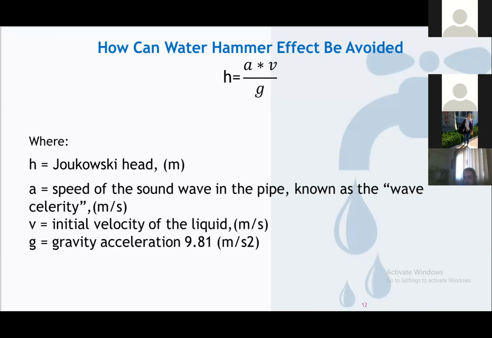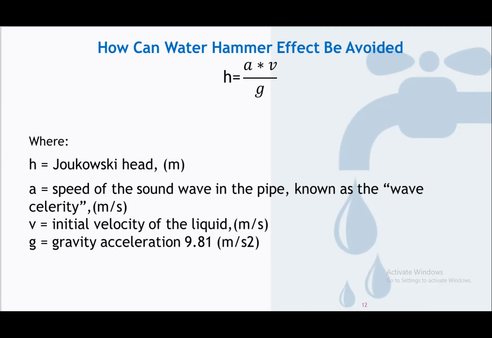H in the Joukowsky equation is equal to A, the wave celerity, multiplied by V, the initial velocity of the liquid, divided by G. It's the velocity in the continuity equation, the equation that says Q equals V multiplied by A. V is the initial velocity, A is the cross-sectional area of the pipeline system, and of course Q is the discharge, the flow discharge that's flowing through the pipeline. And G is the gravity acceleration.